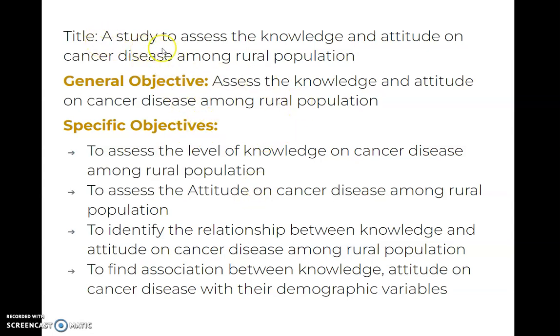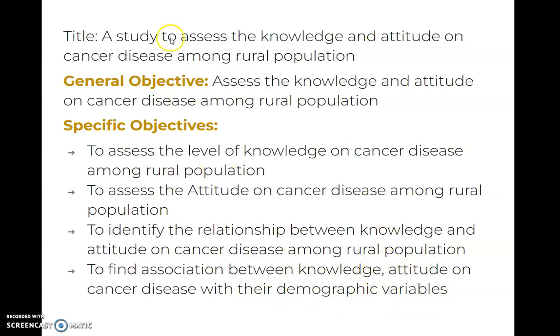The title of the study is Study to Assess the Knowledge and Attitude on Cancer Disease Among Rural Population. I have given a very simple study so you can understand it easily. The general objective is to assess the knowledge and attitude of cancer disease among rural population. So it's one sentence, one general objective. What are the specific objectives? To assess the level of knowledge, to assess the attitude, to identify relationship between knowledge and attitude, and to find association between knowledge, attitude, and demographic variables.